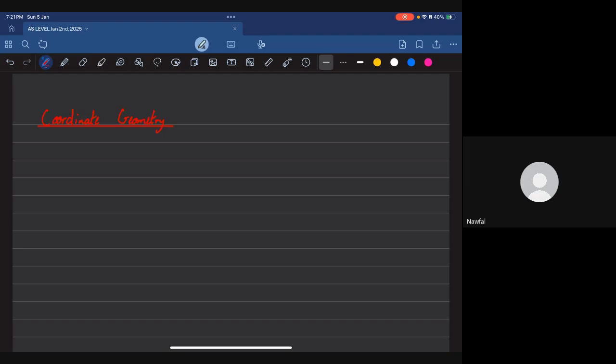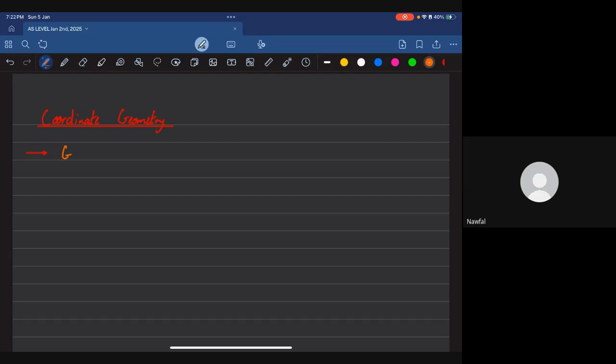Now, when we're looking into coordinate geometry, it's probably the easiest out of all these chapters, but there is one slight difference. In A levels, we're just going to raise the difficulty level. Whatever you've been taught, it's going to carry forward, but we're also going to raise the difficulty level.